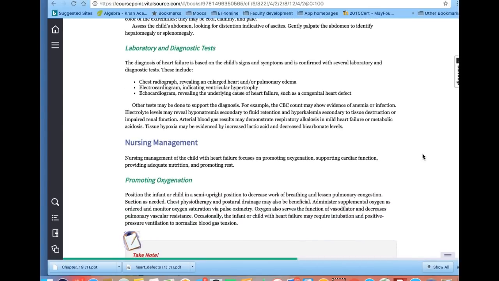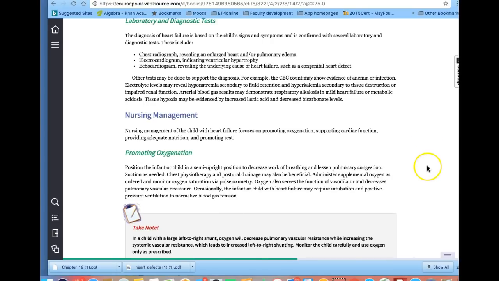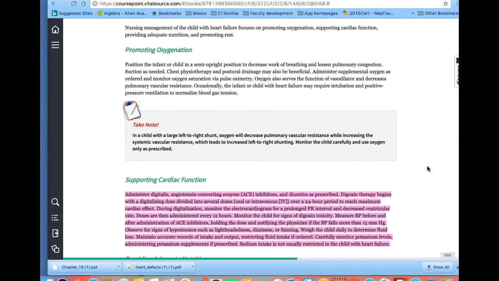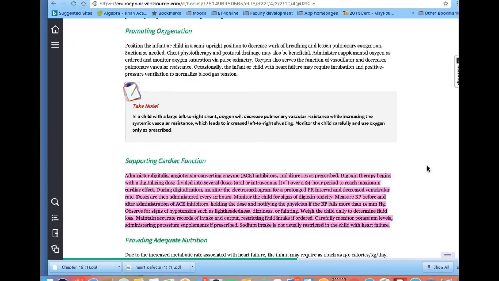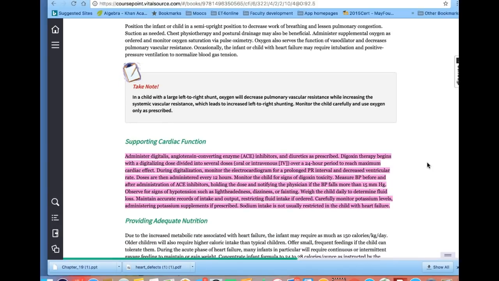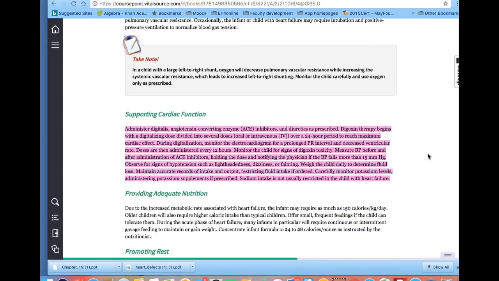Might want to get a chest x-ray that again shows you the size of the heart, any kind of pulmonary edema, location of the heart, position of the heart. So what are we going to do for these kids? Well, we're going to make sure they stay oxygenated. Okay, so we're going to have to do some parent teaching as far as how to best promote oxygenation in the kiddo. Upright position, make sure to keep those airways open, lots of suctioning, etc.